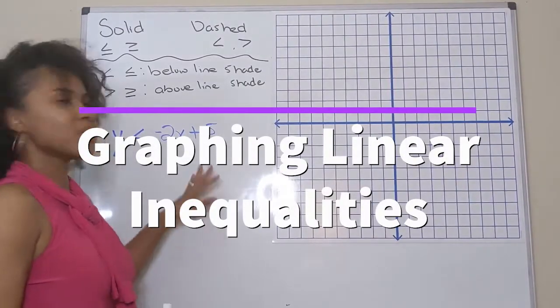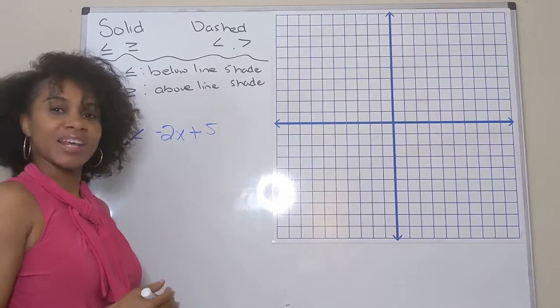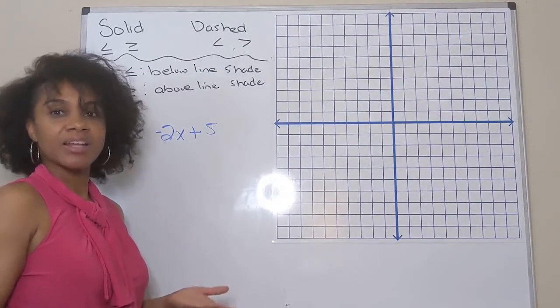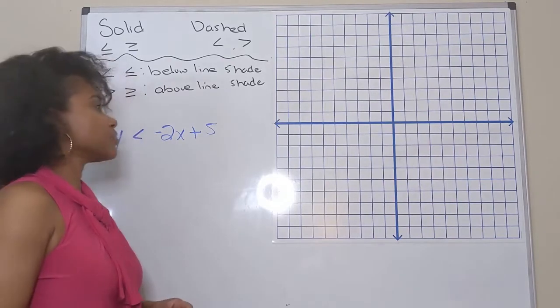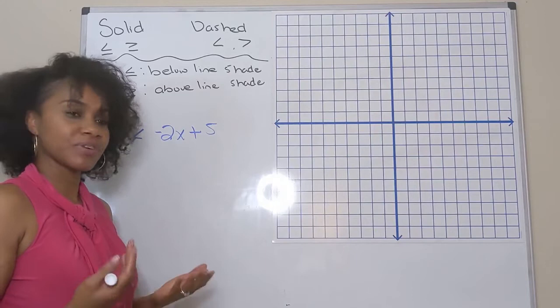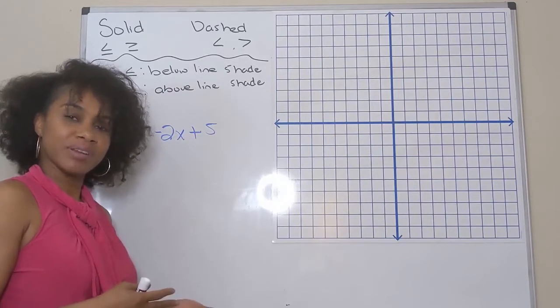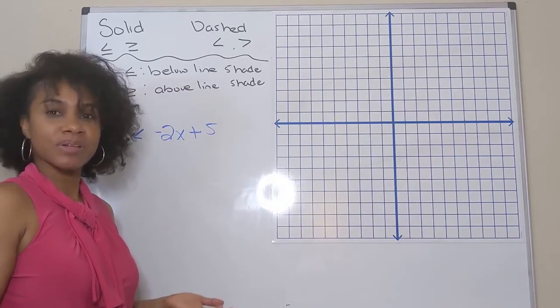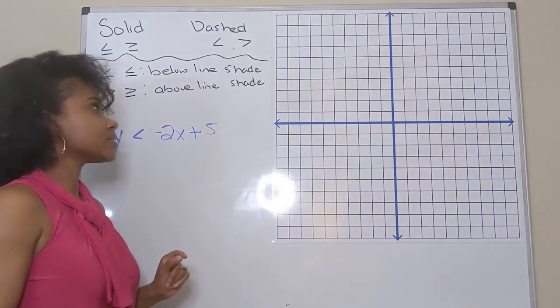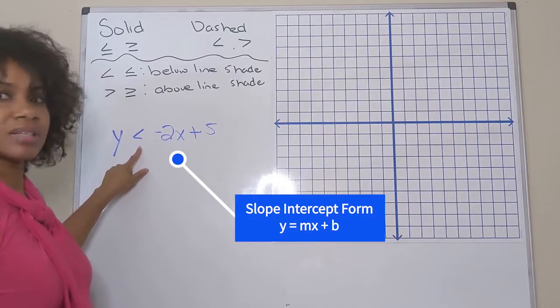Alright, so in this video we're going to learn how to graph a linear inequality. Now that's very similar to graphing a line in slope-intercept form. We're going to use the same method for graphing a line in slope-intercept form. So if you're not familiar with that, please see my video on graphing a line in slope-intercept form because it's very similar, okay? The only added piece is that we have an inequality symbol.